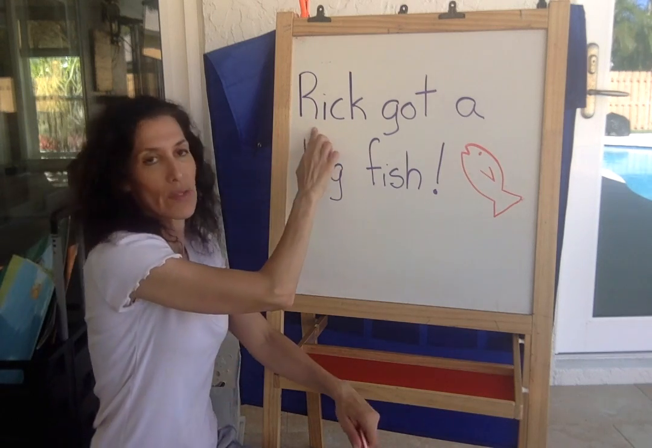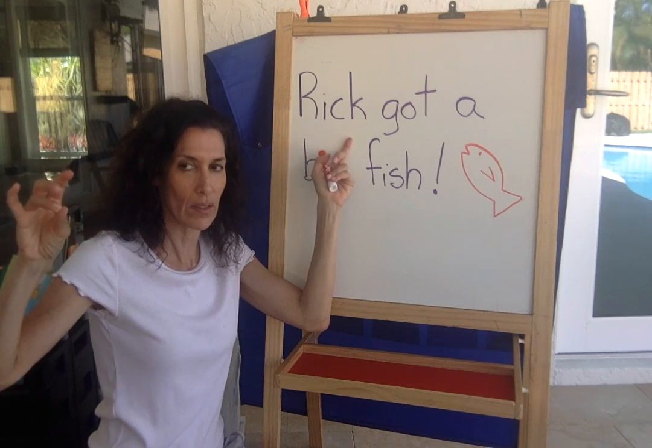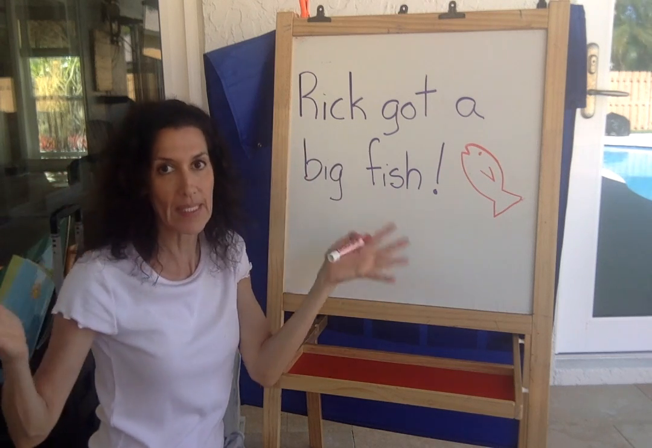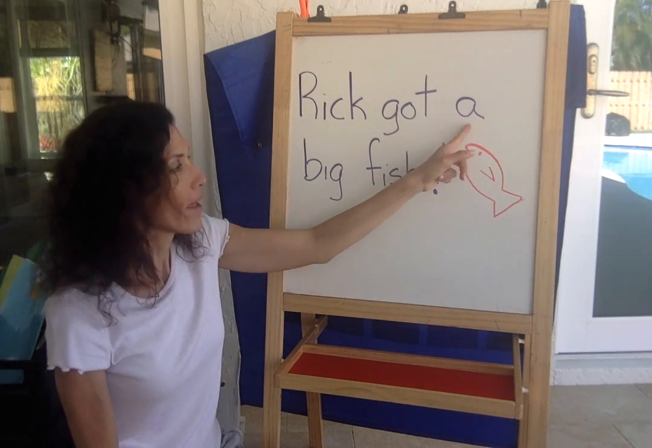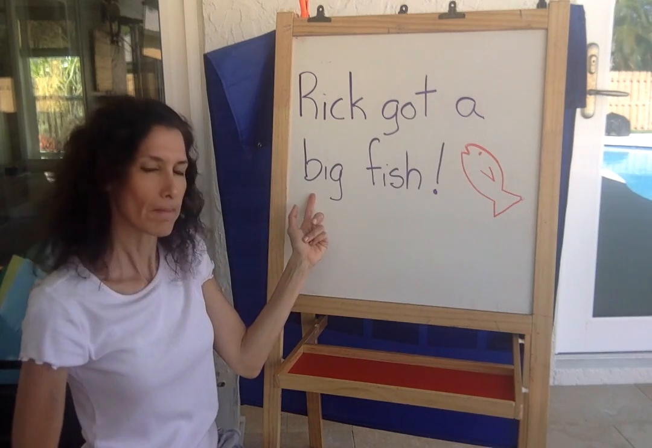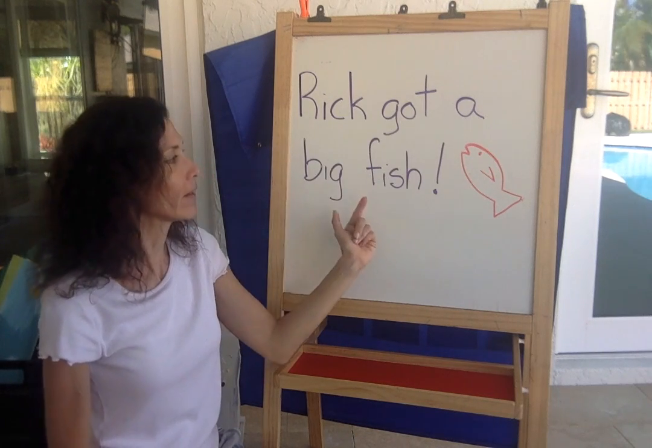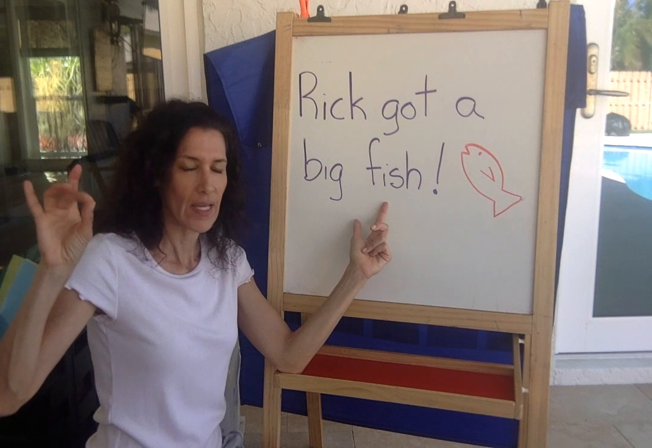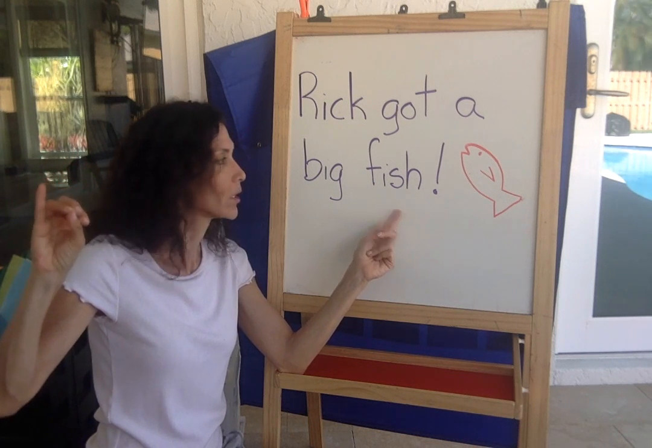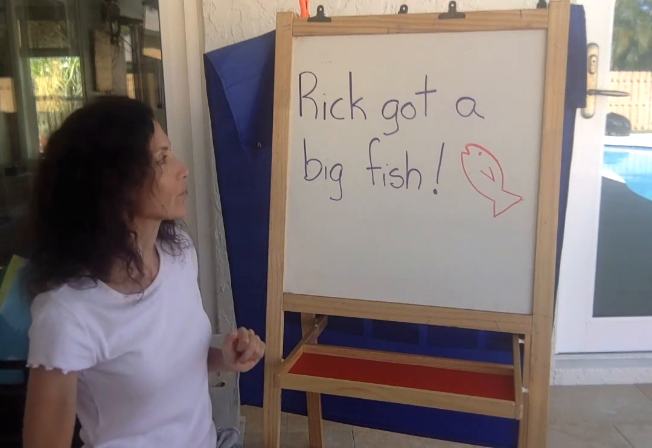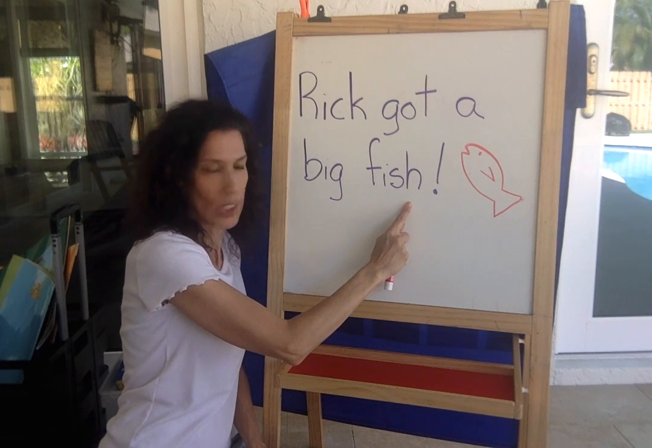Okay, here we go. Here's my first word. Let's tap it out. Rick. Somebody's name. Rick got a big, you should know that, those are your sight words. Rick got a big fish. All right, now let's read it all together. Ready? Rick got a big fish.